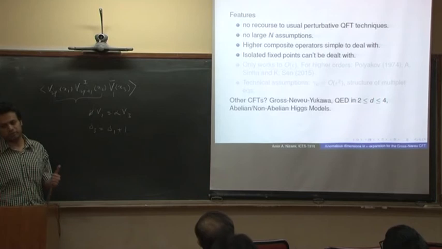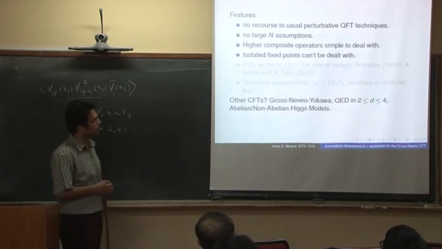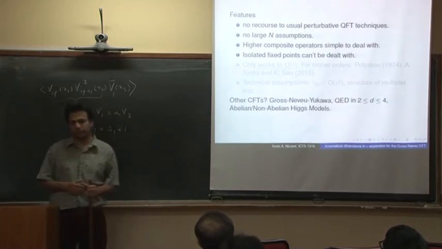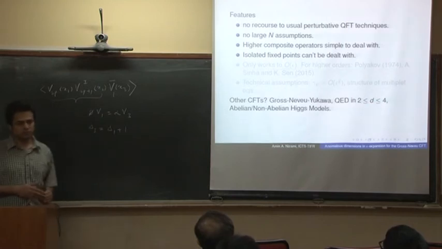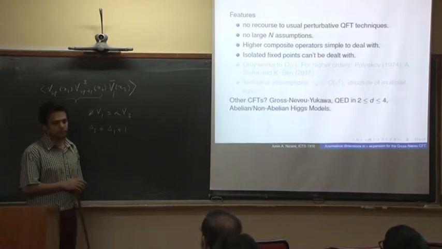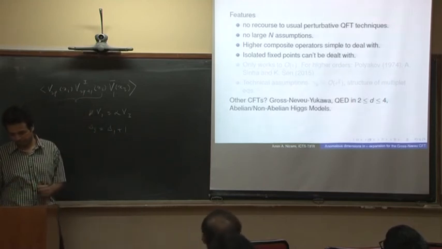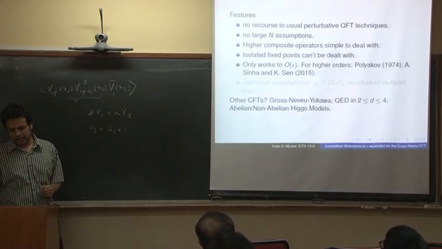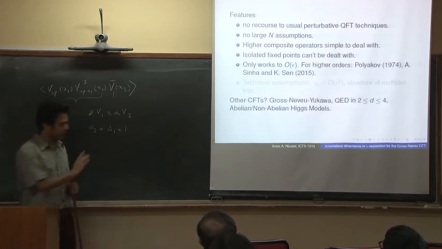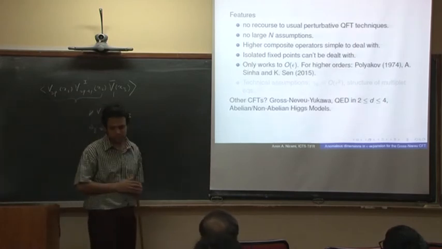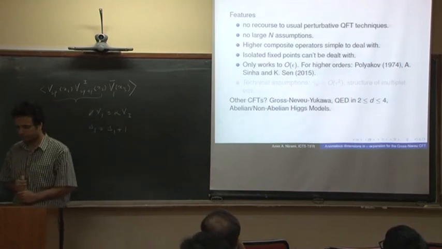One I already alluded to is that isolated points you can't deal with. So really, the kind of CFT that you're working with are always the ones where, in principle, you can do Feynman diagram computations and compute those things, maybe with a bit more effort. That's one thing. The other is that the particular method that I showed you enables you to extract only the leading order anomalous dimensions.